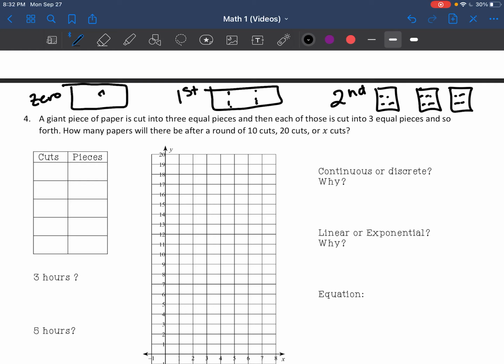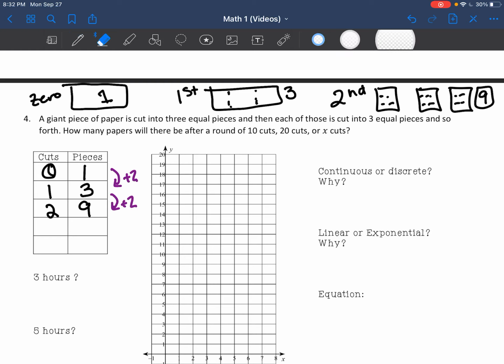So here we had 1 piece of paper, then we had 3 pieces of paper, then we had 9 pieces of paper. So with 0 cuts, we had 1 piece of paper. 1 set of cuts, we had 3 pieces of paper. 2 cuts, we had 9 pieces of paper. So this math, don't do plus 2, because 3 plus 2 doesn't give us 9. No, no, no. This is going to be a multiplying problem. So we are going to multiply by 3.